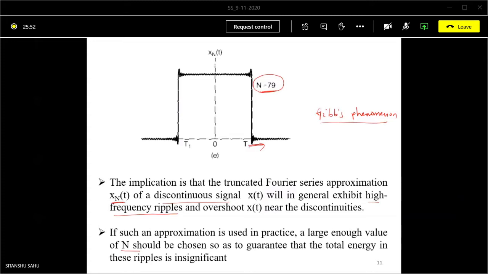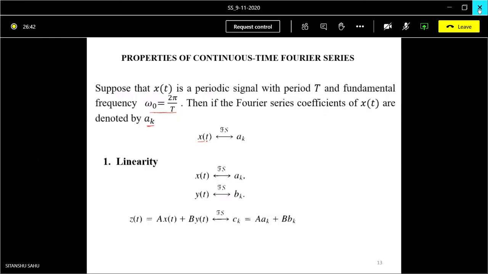Suppose x of t is a periodic signal with period T, and fundamental frequency omega 0 equal to 2 pi by T. Then the Fourier series coefficients of x of t are denoted by ak. These ak are my Fourier coefficients, multiplied with each sinusoid. So ak is nothing but the frequency information: the kth frequency component with amplitude or magnitude ak, associated with its corresponding frequency, to represent x of t. That is the Fourier series representation.